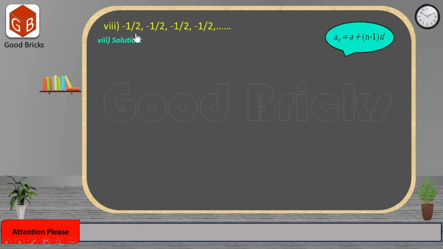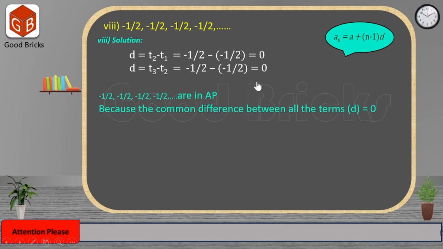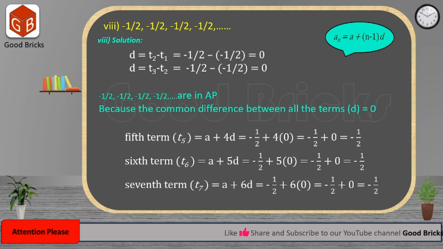Here the first term is minus 1 by 2, and if you calculate the difference between consecutive terms, you will get 0 and 0. So this series also has the same common difference. We can say that this series is in arithmetic progression, and the d value is 0, the a value is minus 1 by 2. When you substitute the a and d values in this formula, you will get the term 5, term 6, and term 7 values.